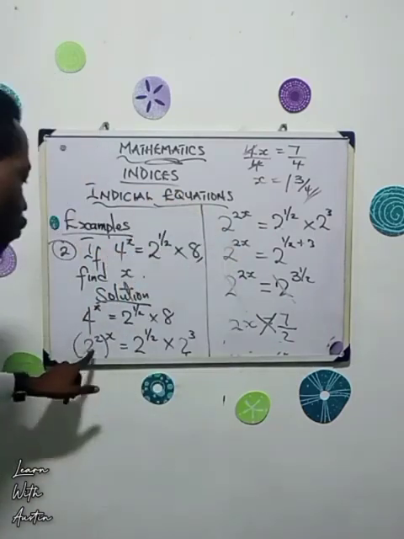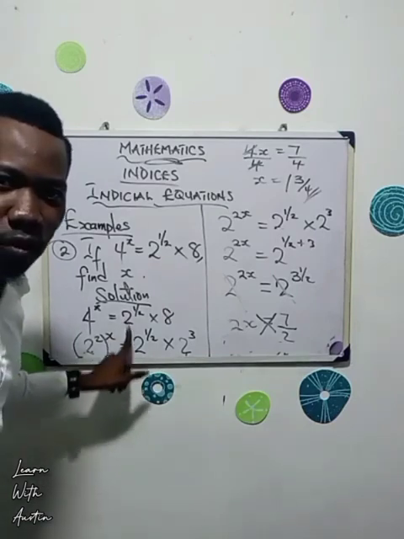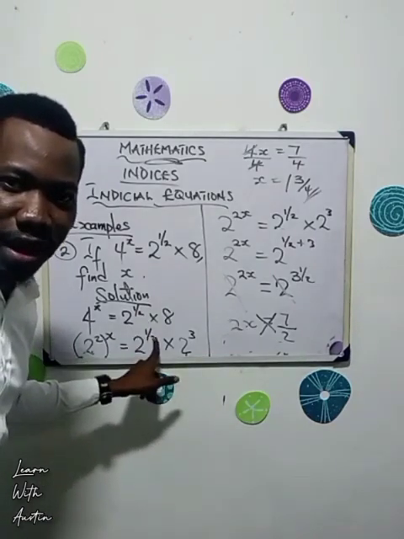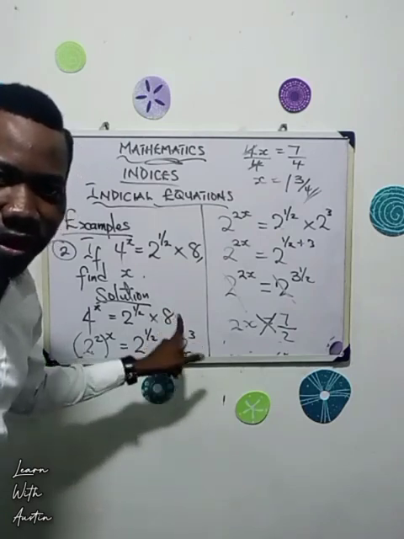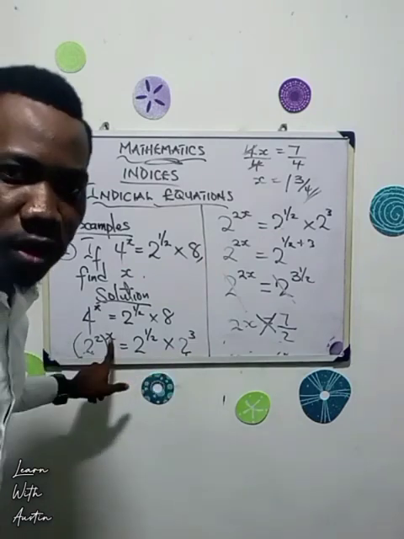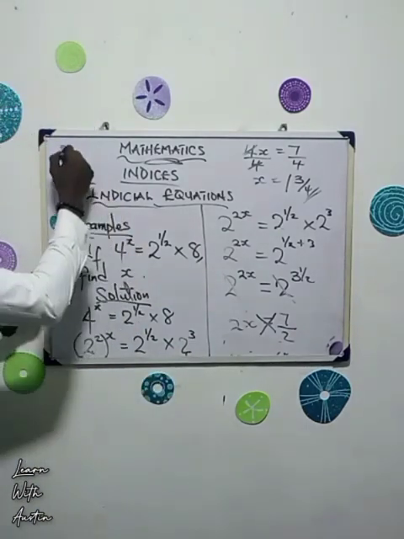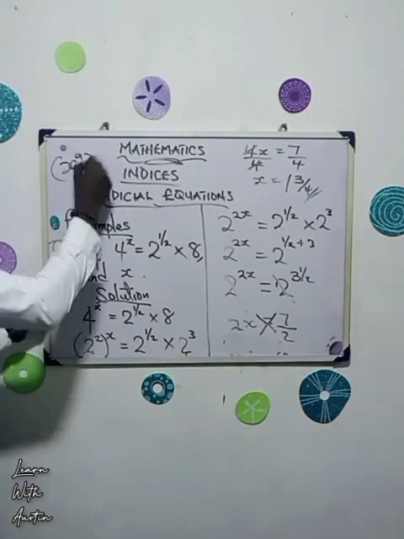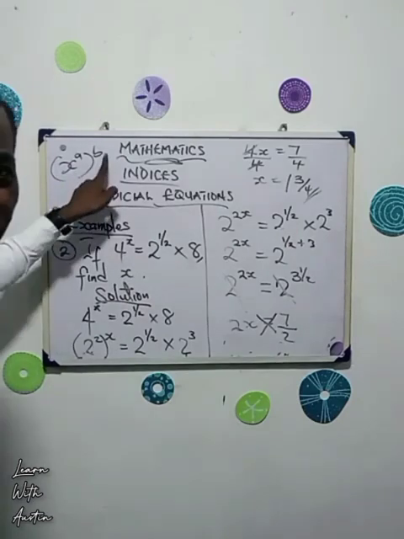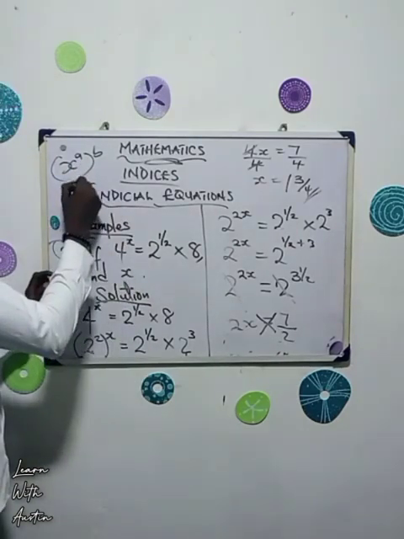So 2 raised to the power 2 now raised to the power of x, right? So equals 2 raised to the power of 1 over 2, which you already have here. Then times 8. 8 is expressed as what? 2 raised to the power of 3, right? So according to the rules of indices, whenever you have x raised to the power of a, raised to the power of b, then you multiply these. It becomes what? x raised to the power of ab.